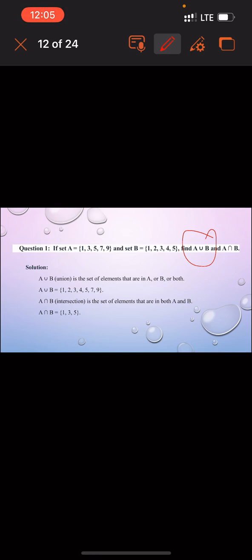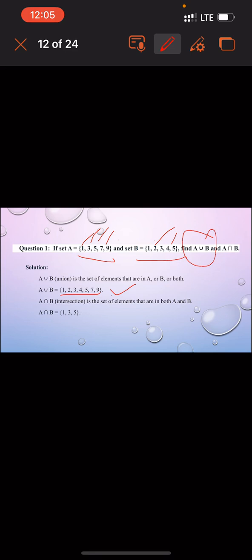We can write the elements that should be in A or in B. So here A has the elements 1, 3, 5, 7, 9, and B has the elements 1, 2, 3, 4, 5. Here 1, 3, 5 are repeated, so we write them only one time. So A union B is 1, 2, 3, 4, 5, 7 and 9.